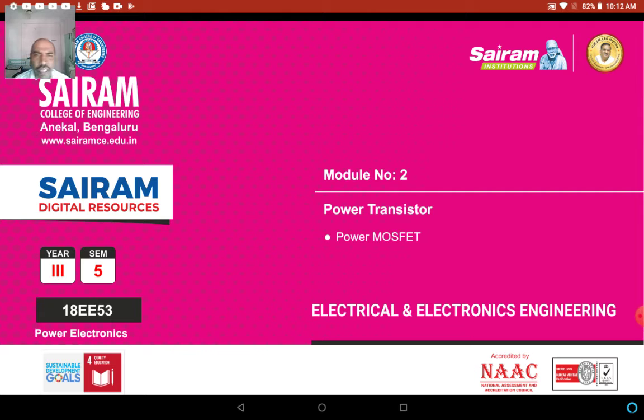See, the disadvantage of the power BJT is that the base drive is complex. The base drive of the power BJT is complex. To overcome that, we go for the next power transistor called the power MOSFET, where the gate drive of the power MOSFET is very simple when compared to the power BJT.